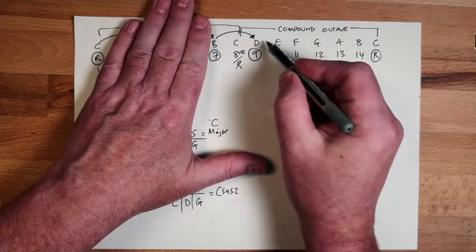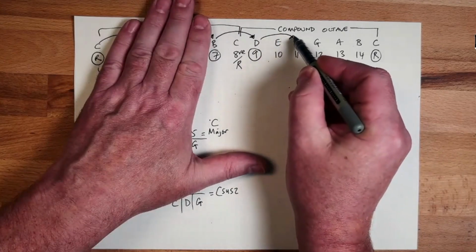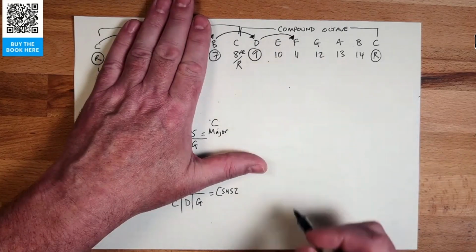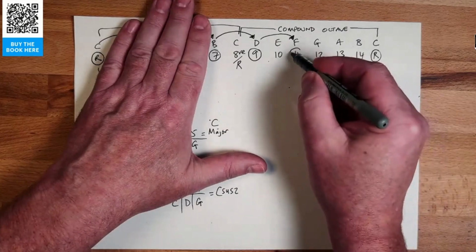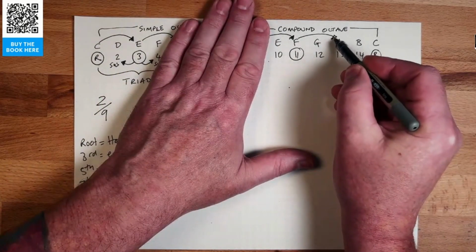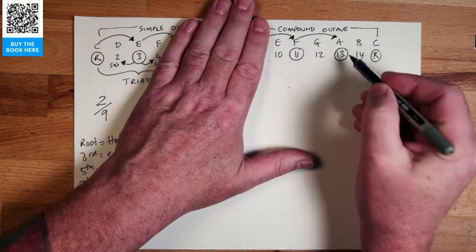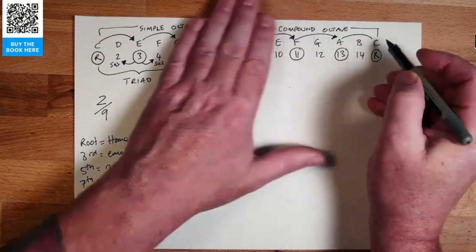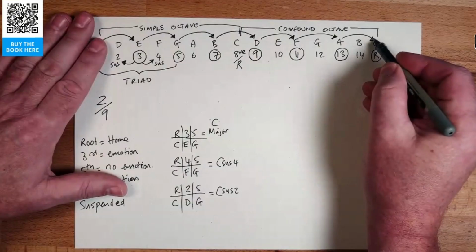Let's carry that business on. Let's go over, jumping over in threes again. So we go from this D to the F there, and that gets us onto the 11th. Let's do it again. Jump over. Let's get over onto the A there. That gets us the 13th. Let's jump over again. That gets us back to our root note.